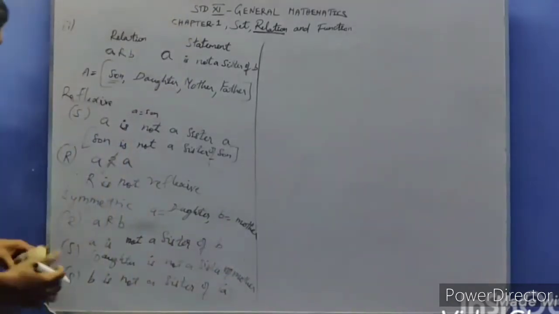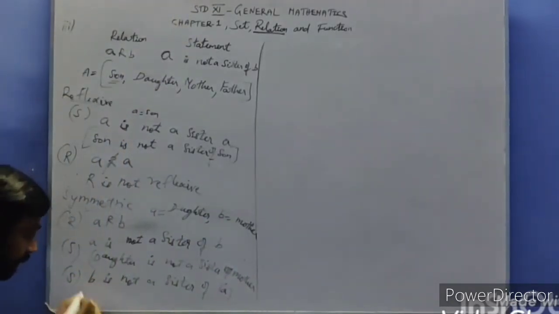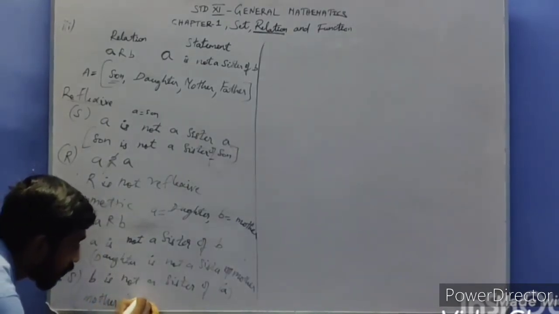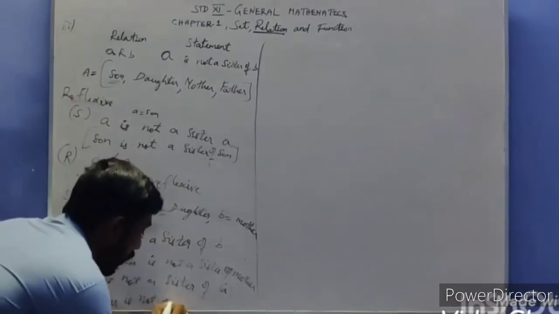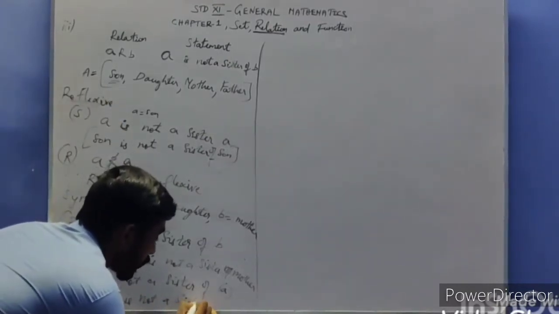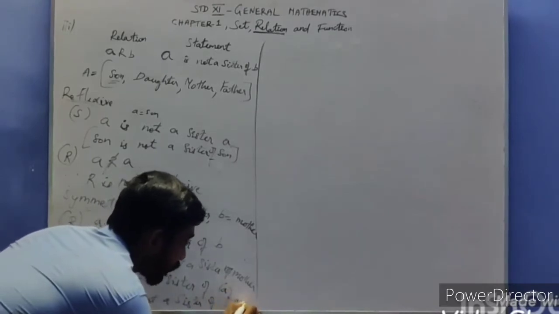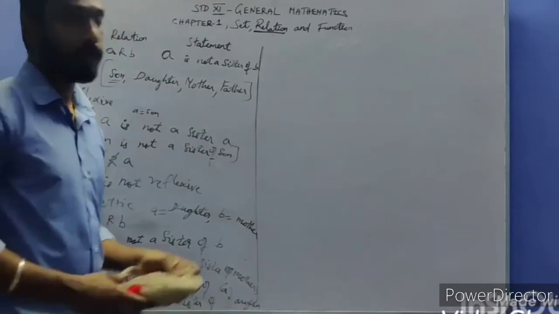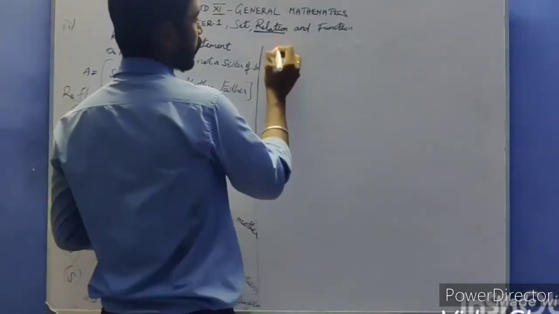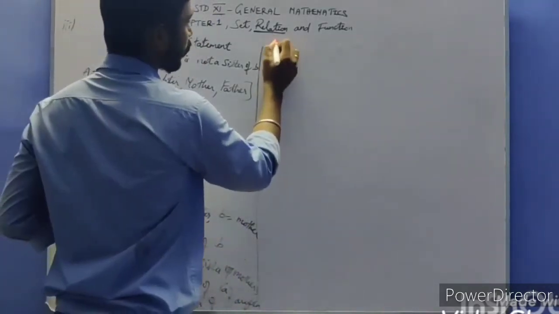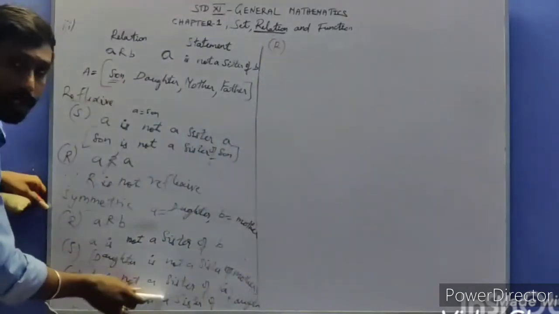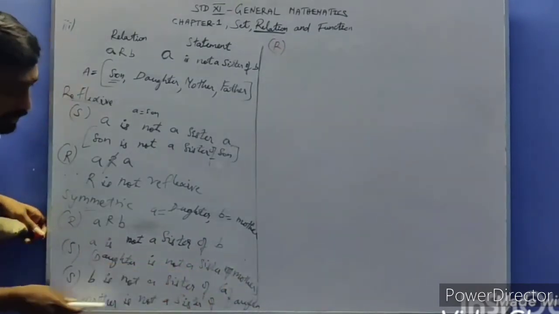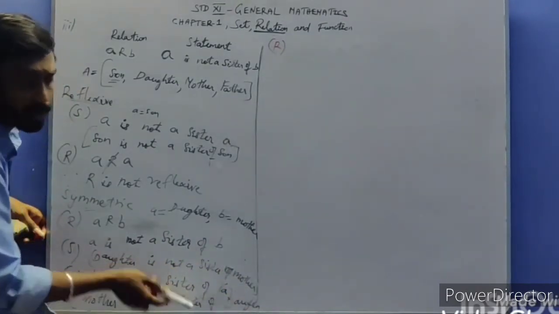Then here, relation. Now write the example. That is, mother is not a sister of daughter. Listen here, mother is not a sister of daughter. Now we have to write the relation. Both conditions are possible, because daughter is not a sister of mother, and mother is not a sister of daughter. Both conditions are true.